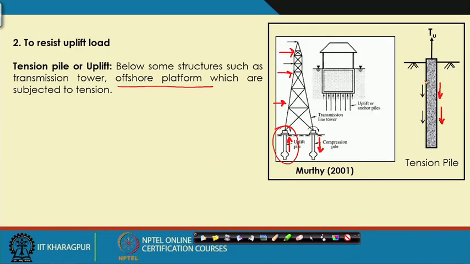So, friction will act in the upward direction, but here the pile is moving in the upward direction. So, friction is acting in the downward direction. So, that is called the tension pile.